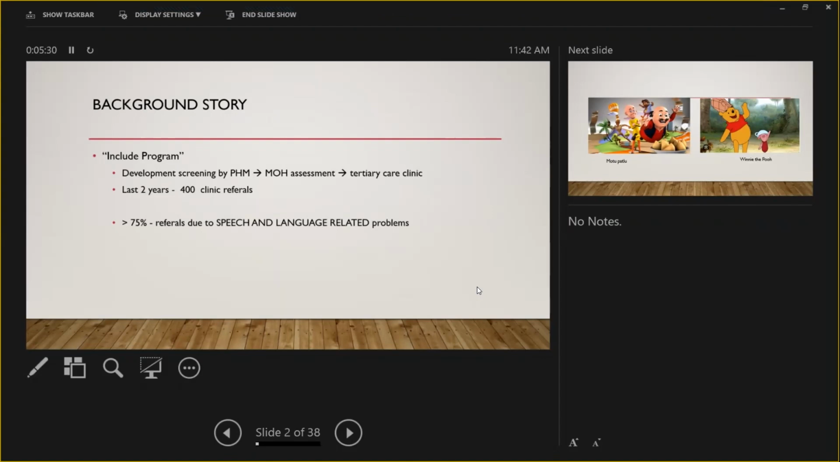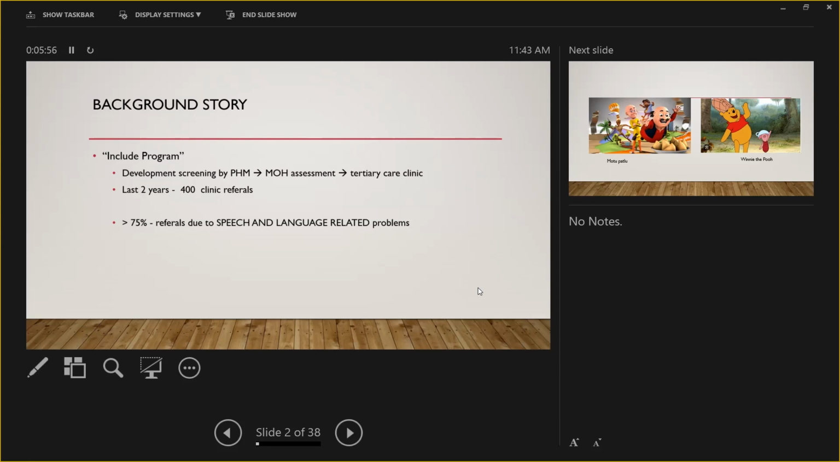And this Include Program is a program where one of the major problems we pediatricians had was that there were children with a lot of development disabilities who were referred to us at a later stage. They were not picked up at an early stage, right? Because parents did not have enough knowledge to pick up a child with a development disorder and refer to us.